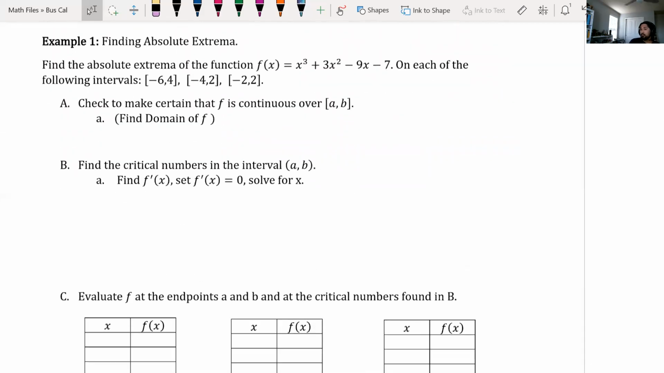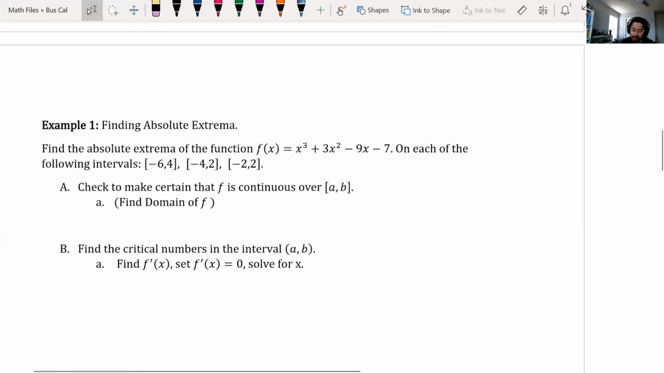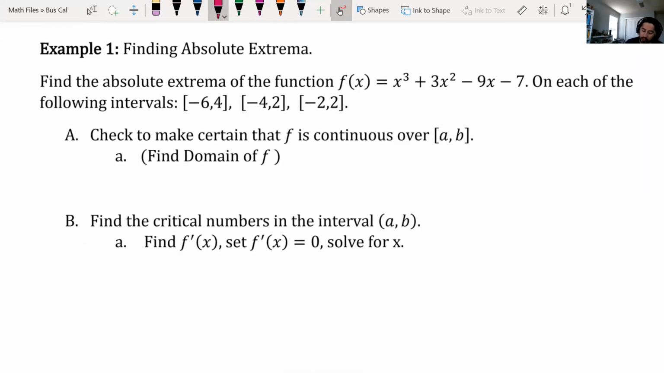For example 1, it says find the absolute extrema of the function x cubed plus 3x squared minus 9x minus 7 on each of the following closed intervals: -6 to 4, -4 to 2, and -2 to 2. Okay, so first step is check to make sure our function is continuous. And once again, since this is business calculus, you will only be given polynomials, and every single polynomial is always continuous because its domain is always all real numbers. So that one's easy.